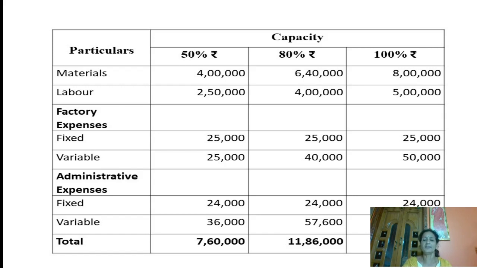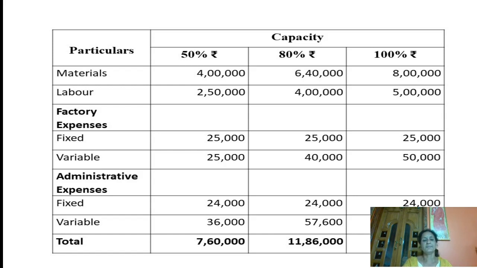Or if you find it difficult, again you can use the cross multiplication technique. That is, for 50%, it is 25,000. For 100%, how much? So 100 into 25,000 divided by 50, you will get 50,000. Either way you can calculate. Otherwise, when for 50% it is 25,000, it is easily understood for 100% it will be 50,000. Directly also you can take for variable expenses.